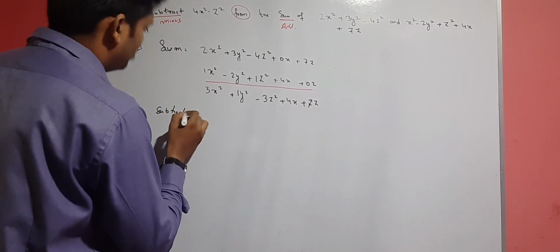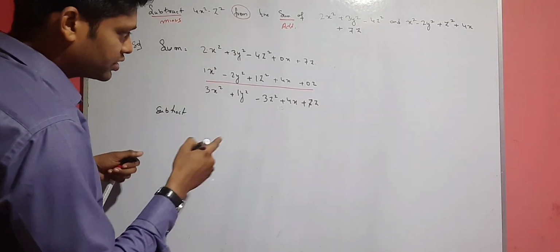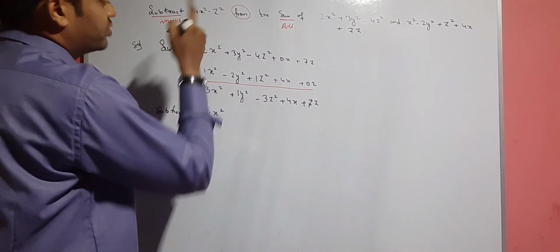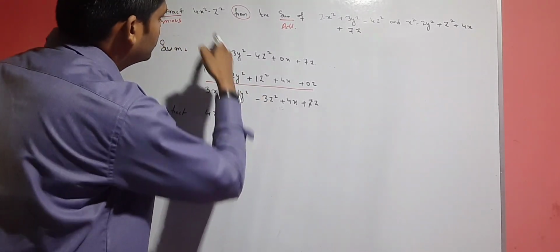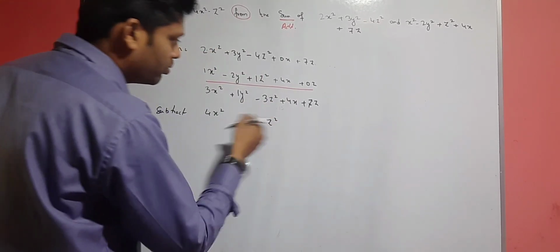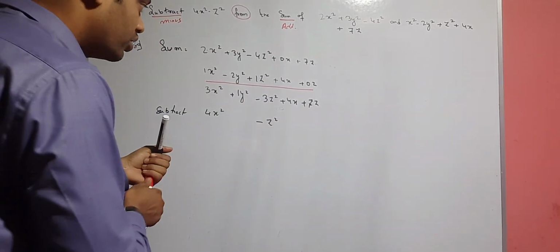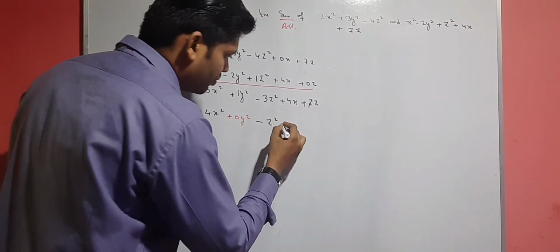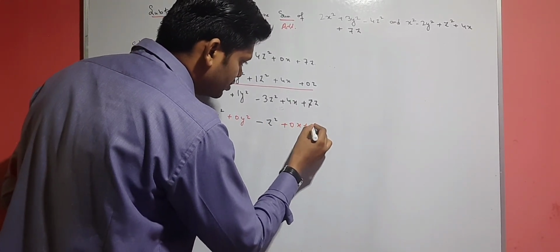How much do I have to subtract? 4x square. Where is x square? X square, x square. So 4x square. Now z square, where is z square? Here. So minus z square, so below that only write minus z square. So what about this one? When they are not giving you anything, what I told you, write 0. So 0y square plus 0x plus 0z.